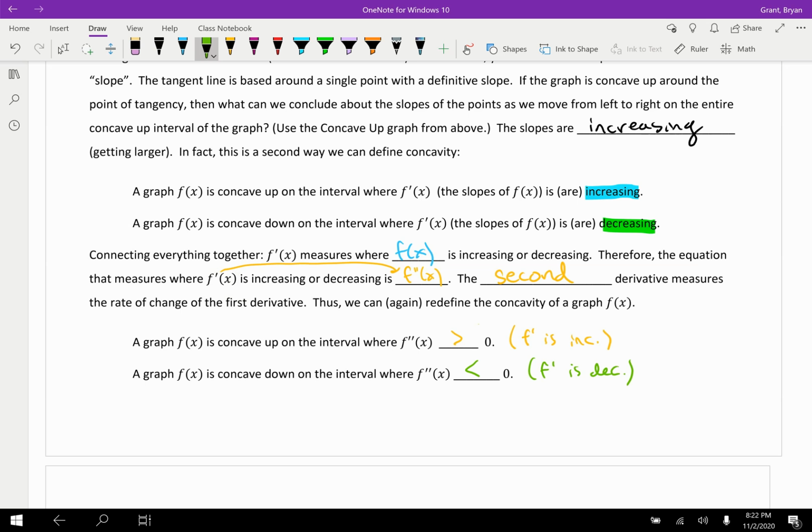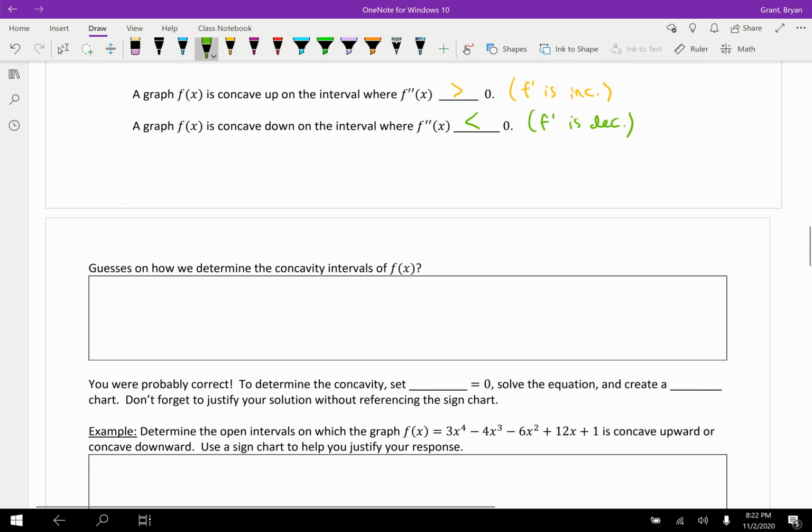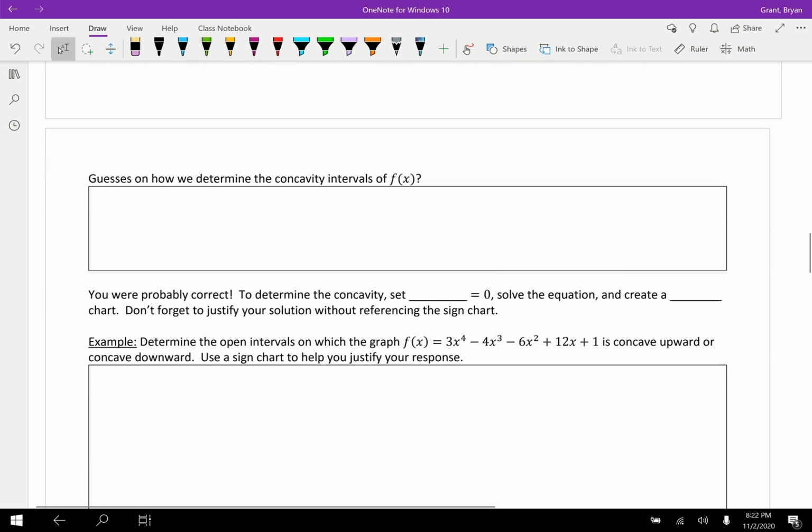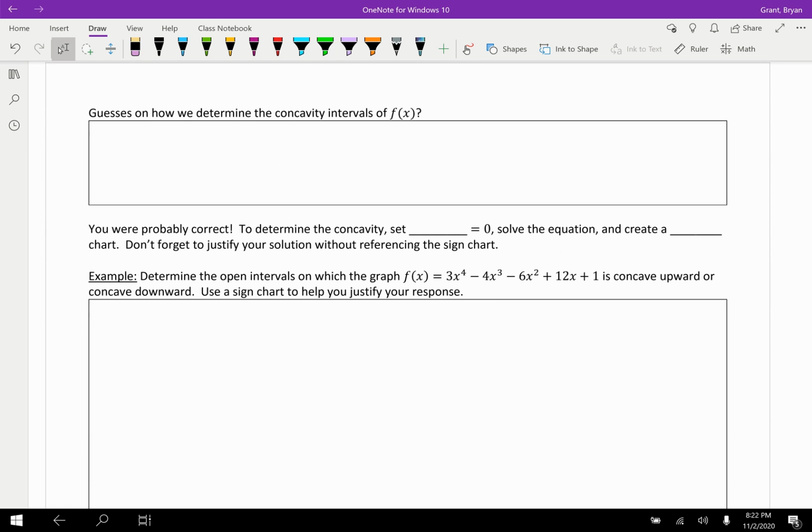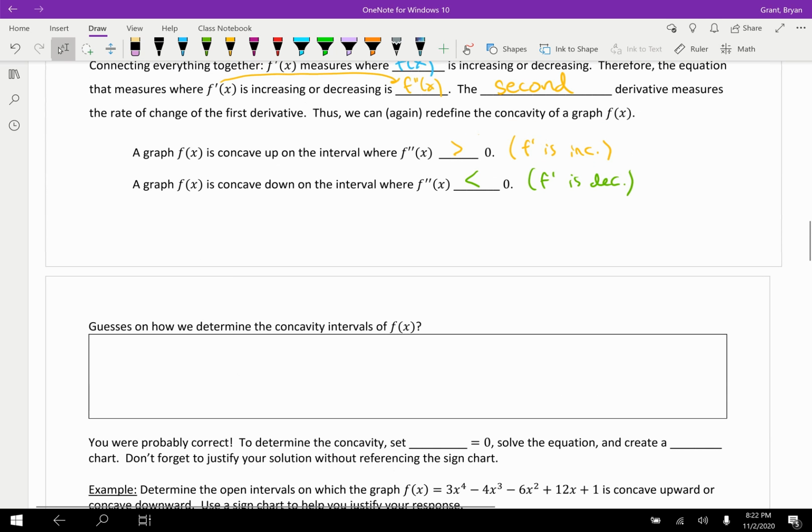Now, this seems a little bit complicated. You're like, wow, that was a lot of theory there. Shouldn't we get some practice? Yes, we should. I think we need one more thing before we get to our practice, and then you'll find that this is no harder than anything we've been doing so far. Guesses on how we figure out the actual intervals where f of x is concave up or concave down? Emphasis on intervals. Well, how did we find where f of x was increasing or decreasing?